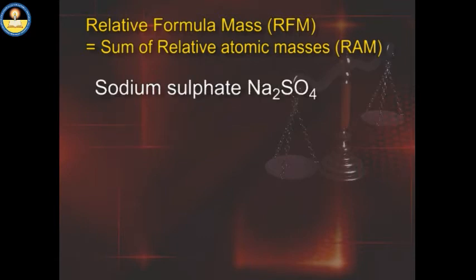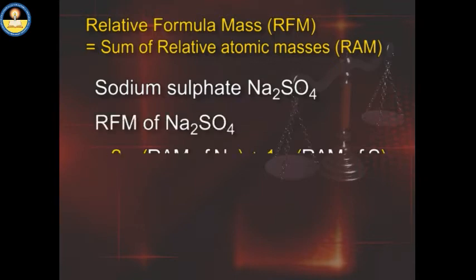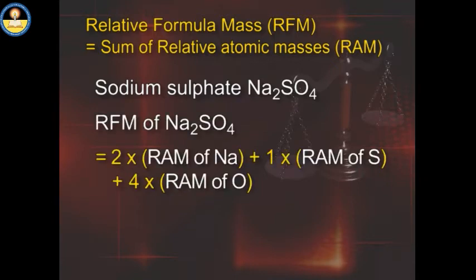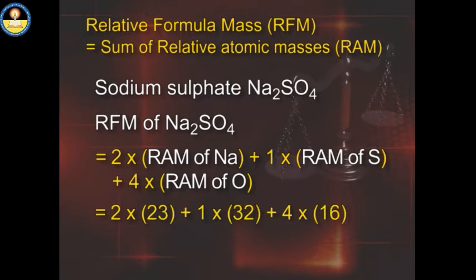Let us take an example of sodium sulfate. Relative formula mass of sodium sulfate is equal to 2 multiplied by the relative atomic mass of sodium plus the relative atomic mass of sulfur plus 4 times the relative atomic mass of oxygen. This is equal to 2 multiplied by 23 plus 1 multiplied by 32 plus 4 multiplied by 16, which is equal to 142.